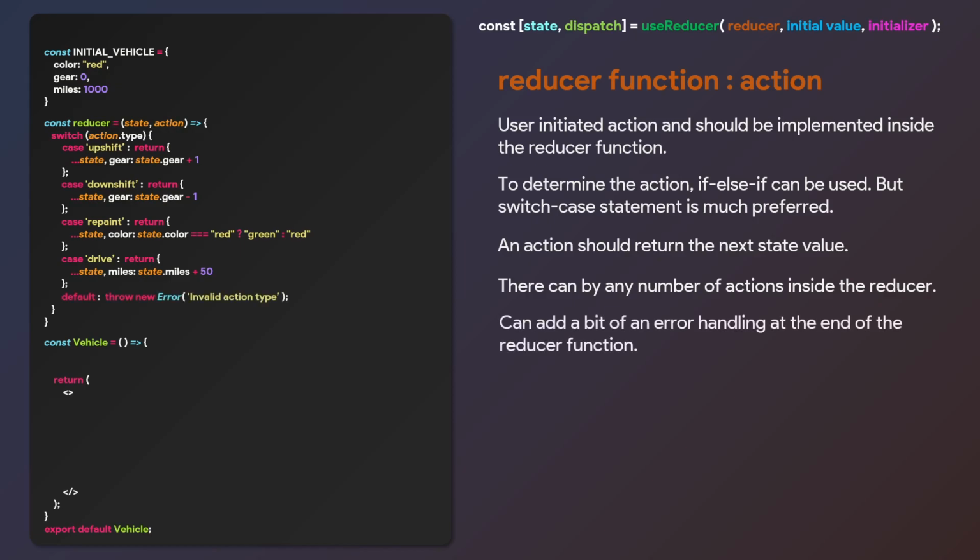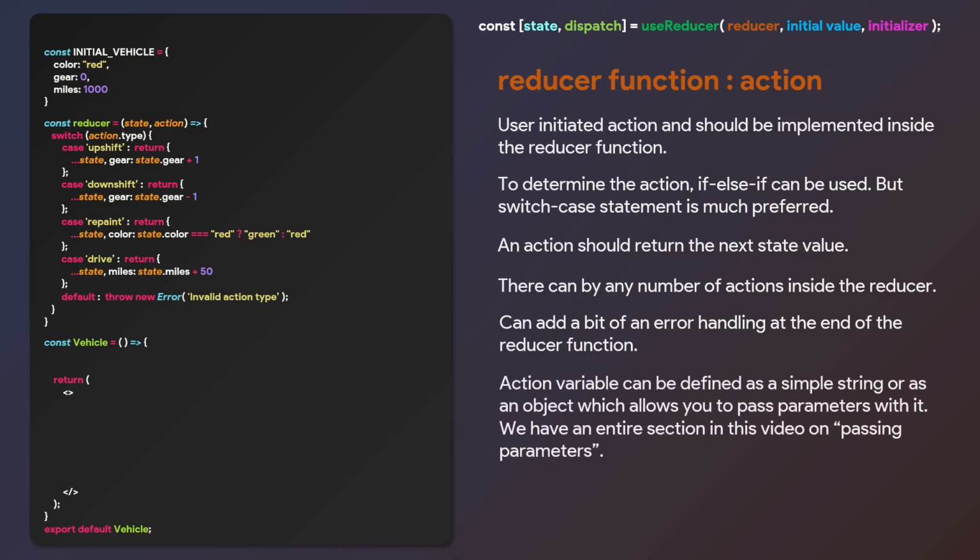And finally, you can add a bit of error handling at the end of the useReducer function. We can define the action variable as a simple string or as an object in which we can pass the parameters with it. We have an entire dedicated section for passing parameters in this video. We will talk more about it then.